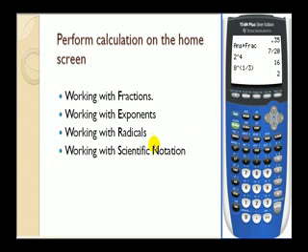Next, let's take a look at radicals. Let's start by talking about the square root. The square root you can see right above the x squared key. So if I press second x squared, it brings up the square root. Then I type in the radicand, close the set of parentheses, press enter, and that will give us the square root.